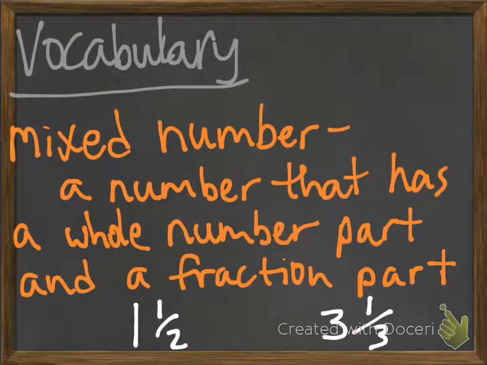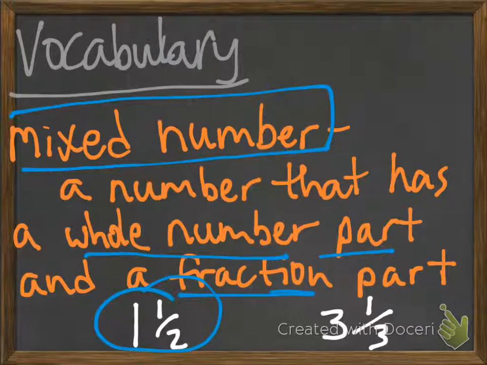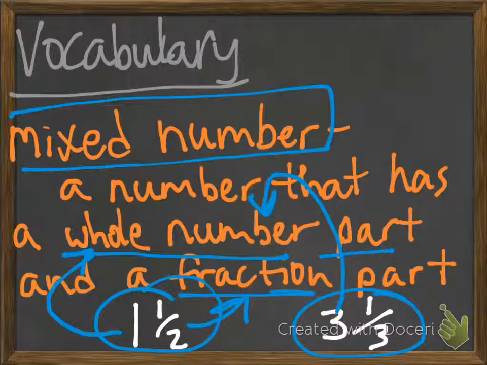Let's take a look. Well, first of all, our vocabulary, mixed number. Let's find out what that is. That's a number that has a whole number part and a fraction part. So one of our examples is 1 and 1/2. The 1 is the whole number, the half is the fraction. Same thing with 3 and 1/3. The 3 is the whole number, the 1/3 is the fraction. So you have a mixed number, a whole number and a fraction.